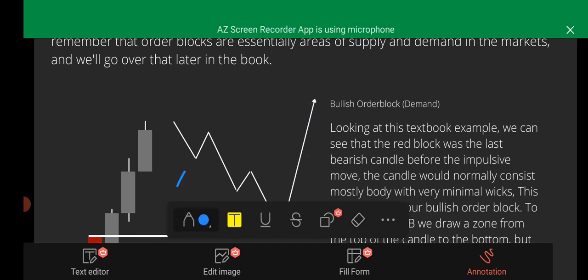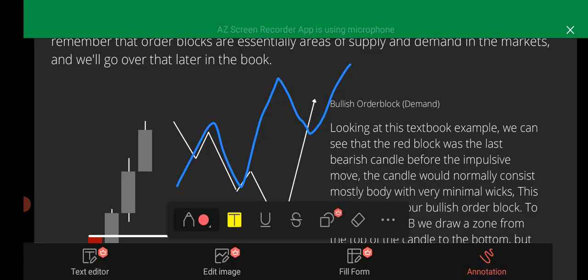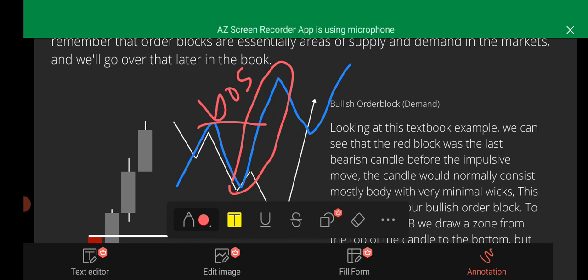So for example, maybe we are moving like this to the upside. Here we are going to look at this impulsive move. We see this strong movement which breaks structure, and here we actually see a break of structure. We are going to look at the last bearish candle before this strong bullish movement that broke structure started. That last opposite candle, that last bearish candle, is going to be our order block.